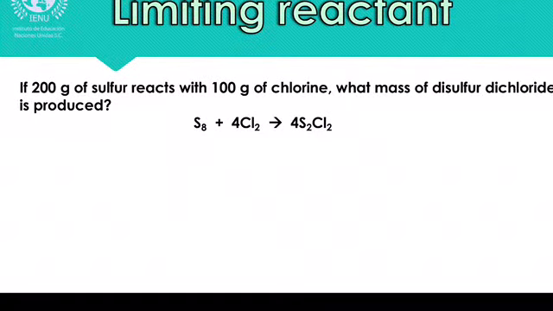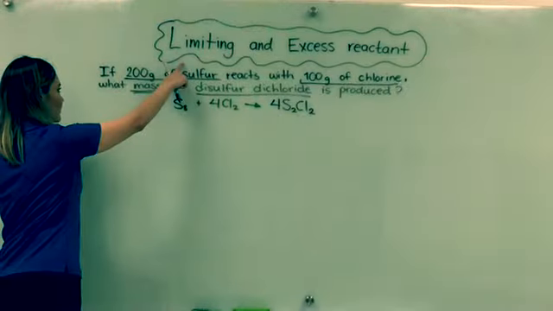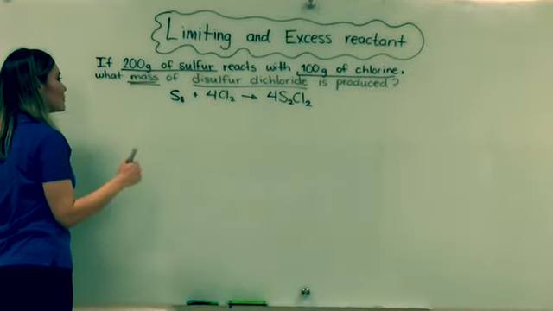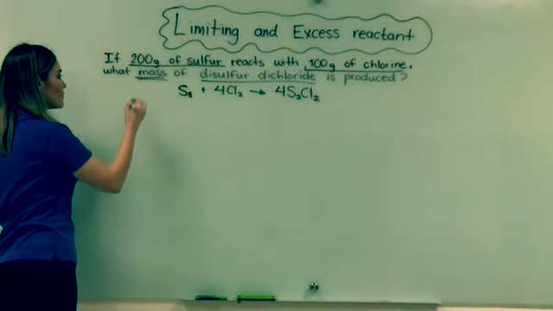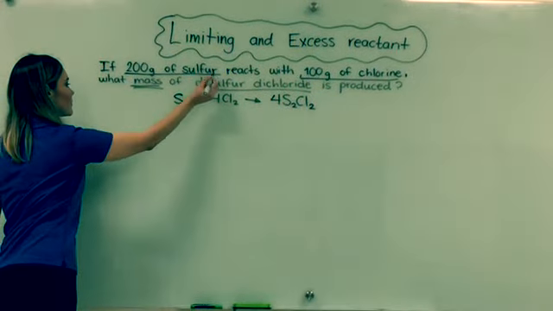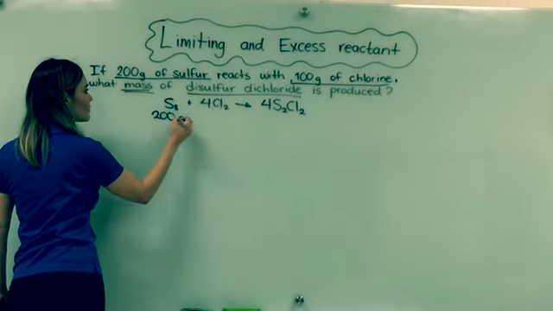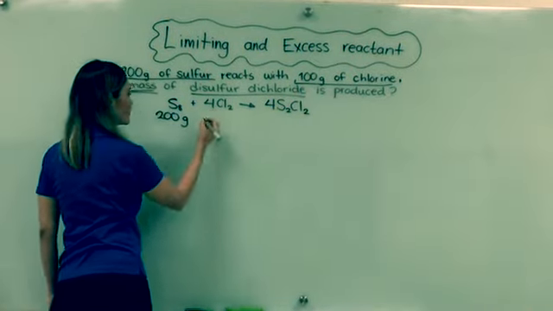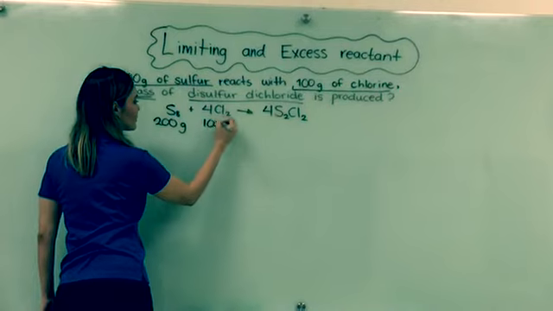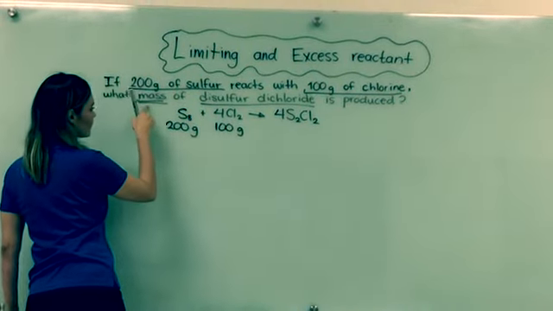The problem says, if 200 grams of sulfur reacts with 100 grams of chlorine, what mass of disulfur dichloride is produced? Well, the first thing that we need to do when we have an equation that is already balanced is to analyze the problem. In here it says that we have 200 grams of sulfur and 100 grams of chlorine, and it is asking us for the mass of disulfur dichloride.